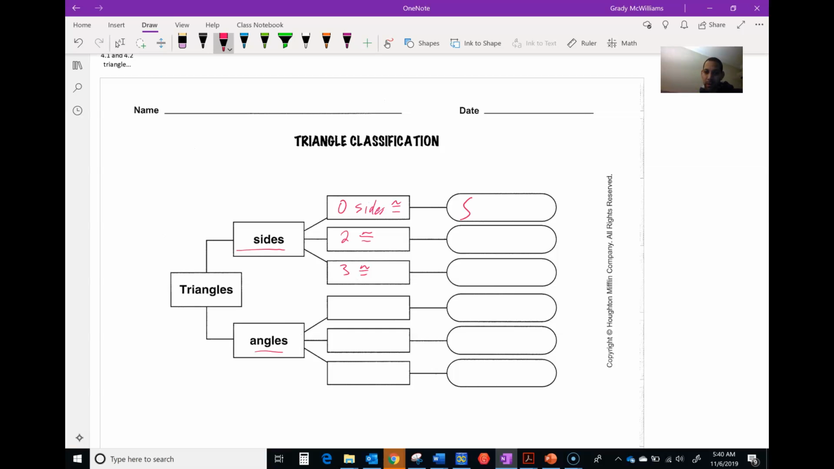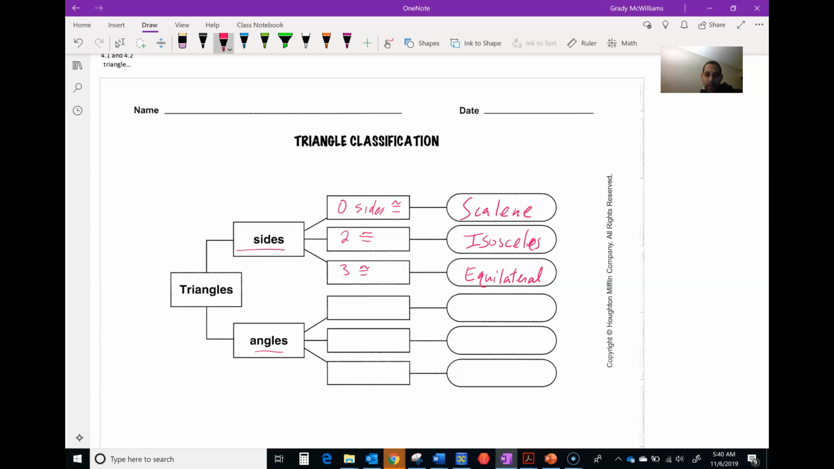0 sides congruent is called scalene. 2 sides congruent is called isosceles. Check the spelling there, isosceles. And 3 sides congruent is called equilateral. Okay, equilateral. Lateral means side in Latin, so equal sides.